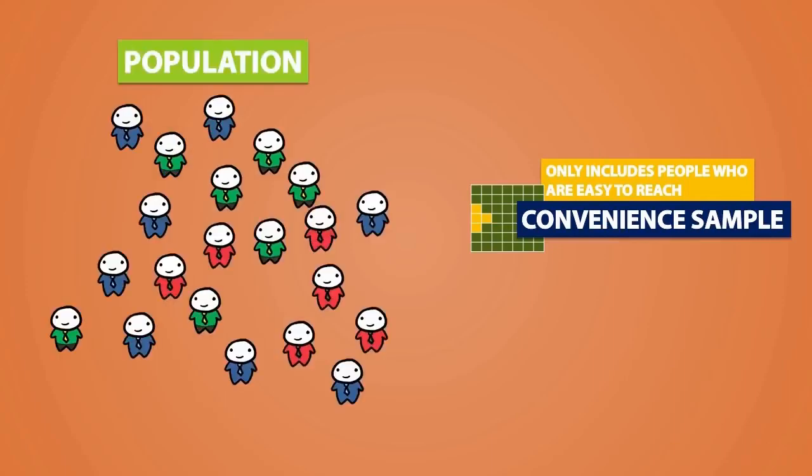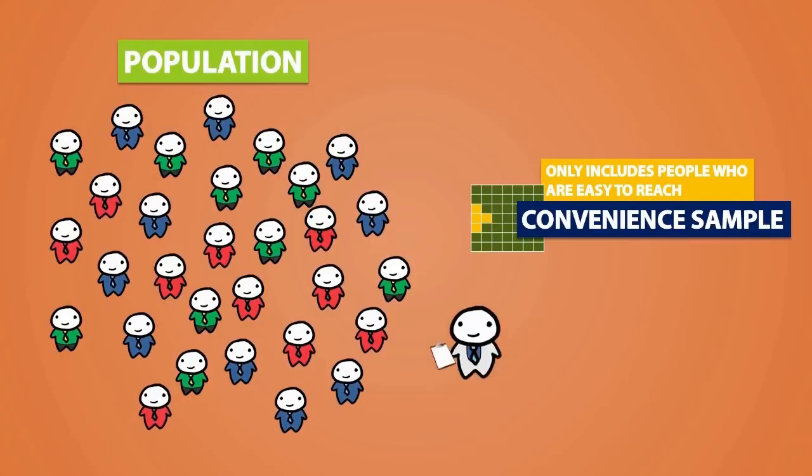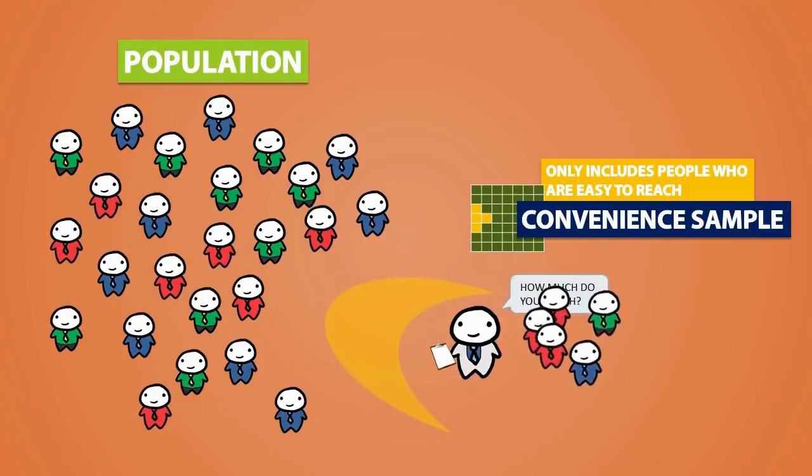A convenience sample only includes people who are easy to reach. If this is our population, and a researcher comes along to interview people, then he would only talk to the people that are closer to him to be part of the sample.